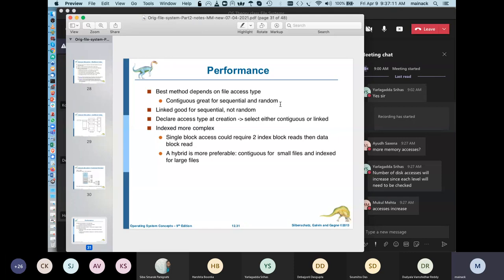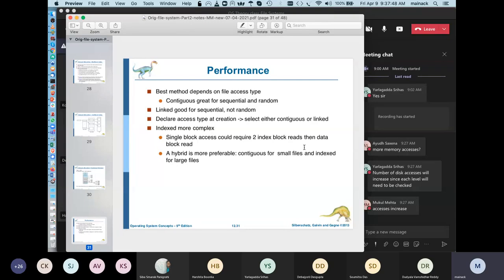So some systems take an easy route. They support direct access files by using contiguous allocation, and sequential access files by using linked allocation. But as the operating system developer, how do you know which one is a direct access file and which one is a sequential access file? The type of access needs to be declared by the user at creation, and they need to select either contiguous or linked.